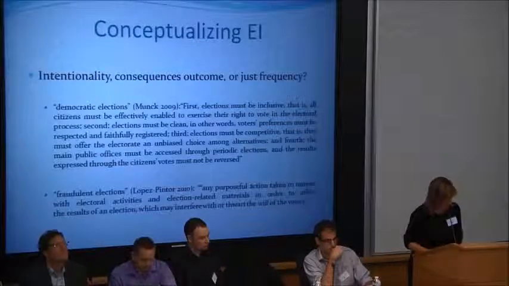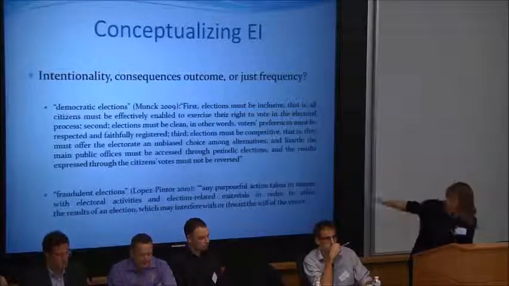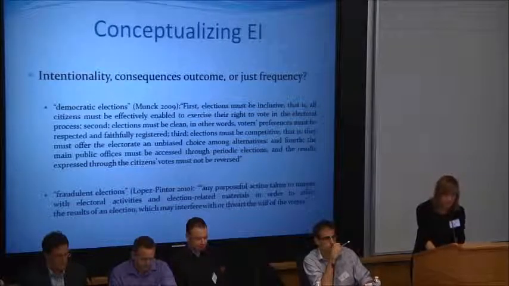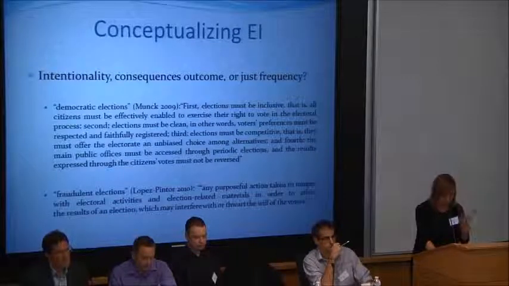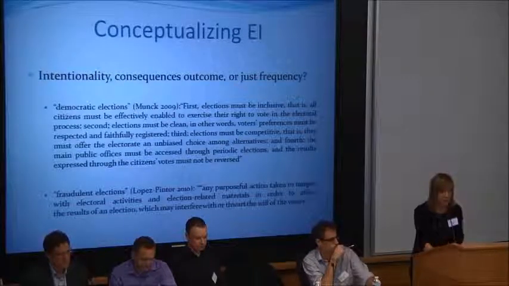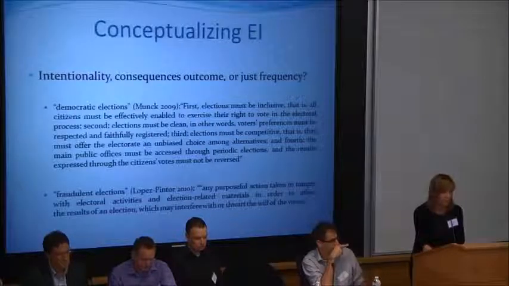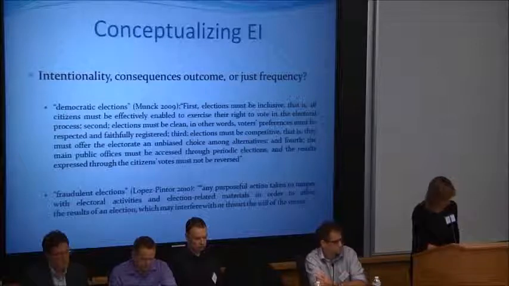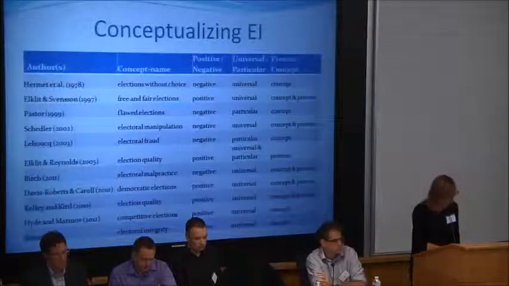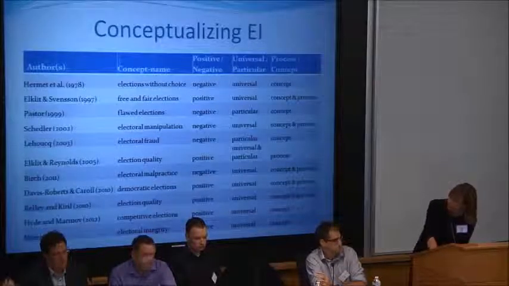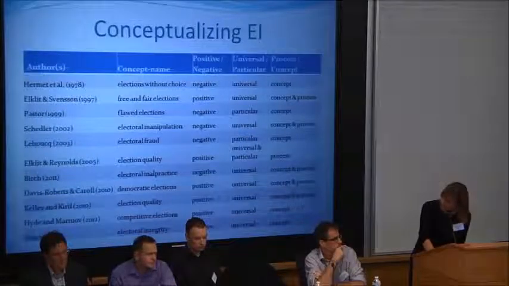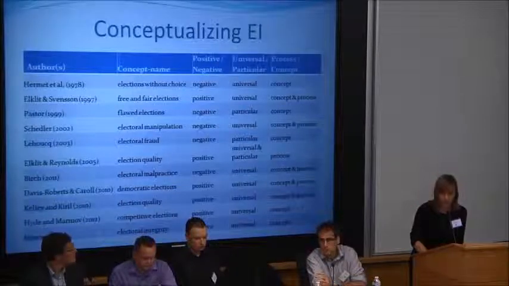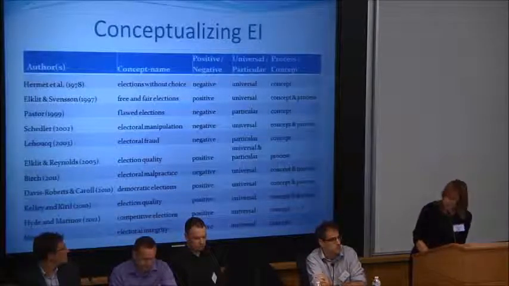Moving away from concepts like electoral fraud, fraudulent election, like the quote you see here. Not because the concepts are bad, but because simply we can't measure intentionality and consequences for the outcome. We should measure election integrity by whether irregularities occur and how frequently they occur, without this further judgment. Well, here's an overview. I look at a broader set of concepts. I try to organize all the concepts I found in the literature. So if you look at the paper, it gives a nice overview, I think, of the ways election integrity is conceptualized.